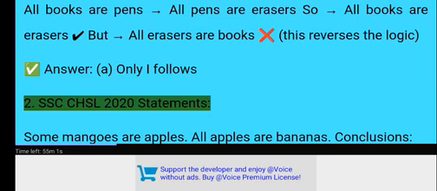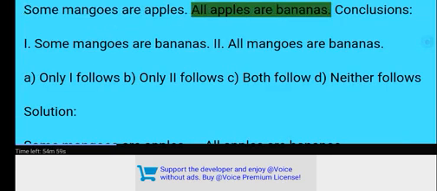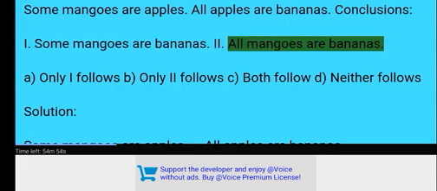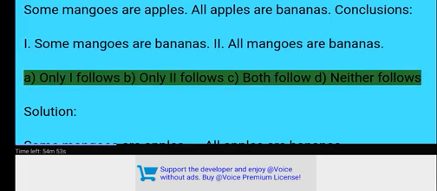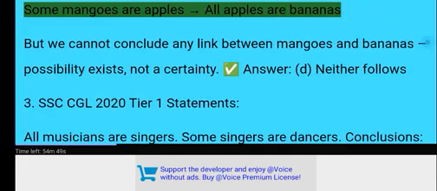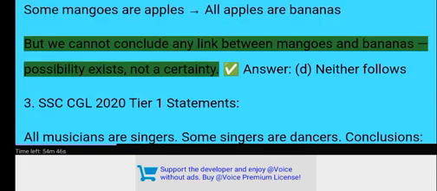Example 2, SSC CHSL 2020. Statements: Some mangoes are apples, all apples are bananas. Conclusions: 1. Some mangoes are bananas. 2. All mangoes are bananas. A. Only 1 follows. B. Only 2 follows. C. Both follow. D. Neither follows. Solution: Some mangoes are apples, all apples are bananas. But we cannot conclude any link between mangoes and bananas. Possibility exists, not a certainty.